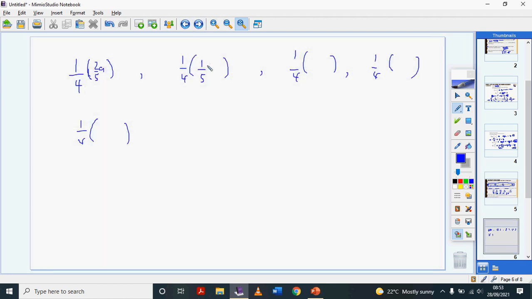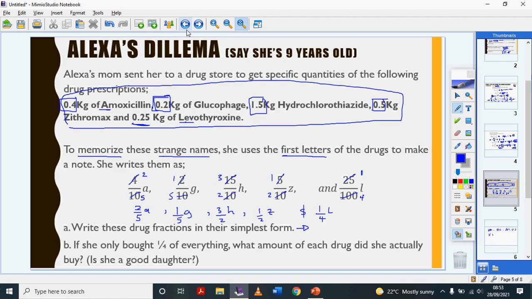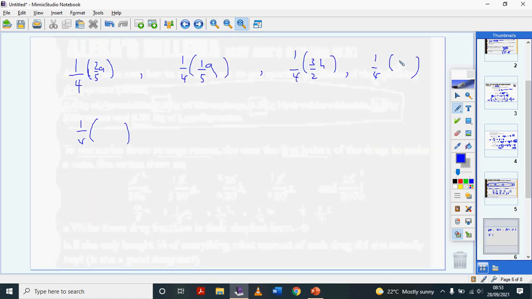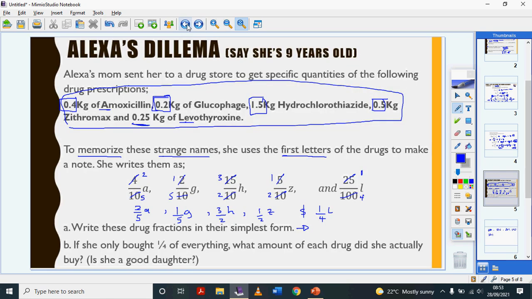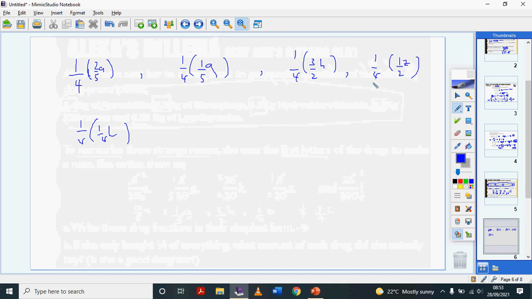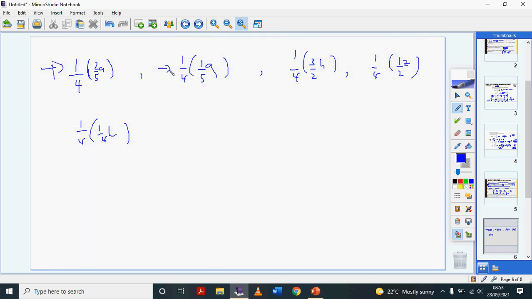G, 3 out of 2, H, 1 out of 2, and 1 out of 4. This is L, and the previous one was Z. So all you have to do here is really multiply these fractions, right? All you have to do is multiply. That's all you're trying to do here, right?